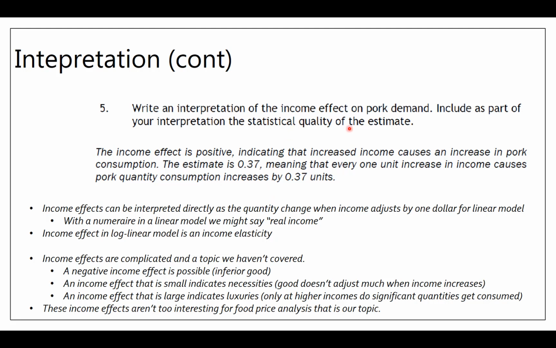And then the income effect. We've split all these up into different questions here. We expect the income effect to be positive, and it can be directly interpreted. If it's a linear model, a $1 change in my income gives me a 0.37 unit increase in quantity demanded. If there's a numeraire, we might call that real income; that's usually the easiest way to describe it. And then, of course, in a log-linear model, we'll be talking about an income elasticity.